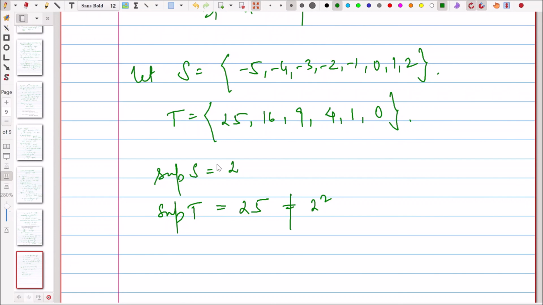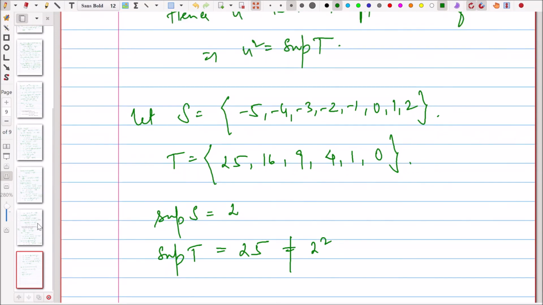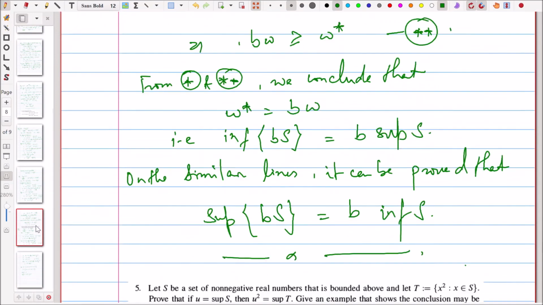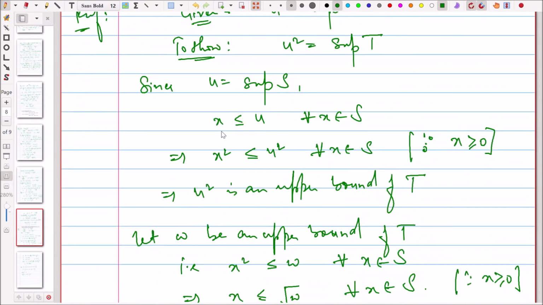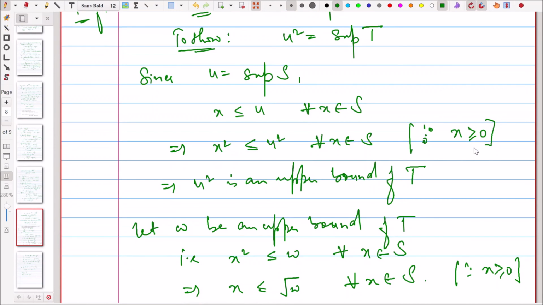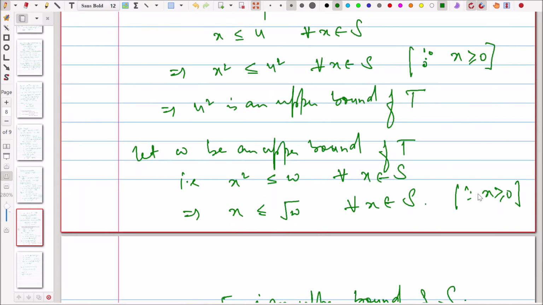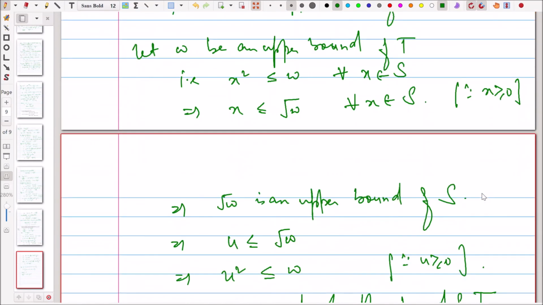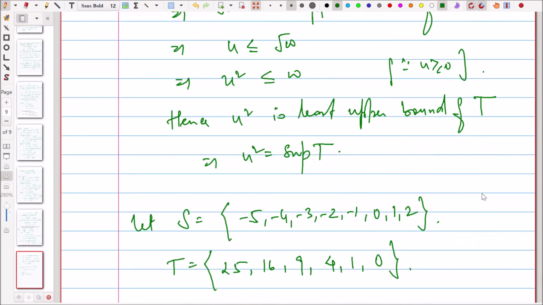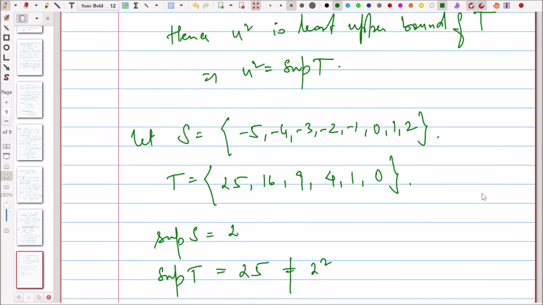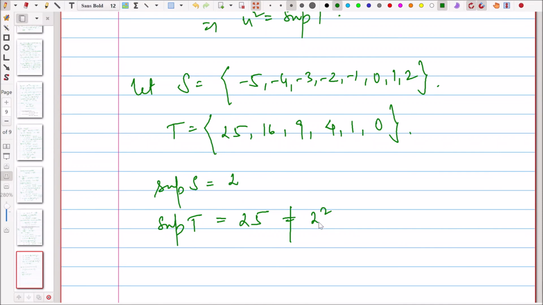The result holds only when the numbers are positive, and we can also see from the proof that positivity of the numbers is used everywhere. Here this inequality is preserved only because X is positive. Here also this inequality is preserved because X is positive. So all these inequalities are preserved only when the number is positive. If we allow negative numbers, the result may fail to hold. So this completes question number 5.